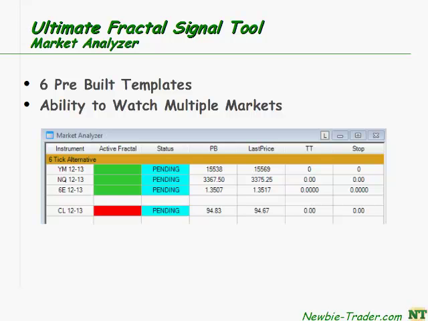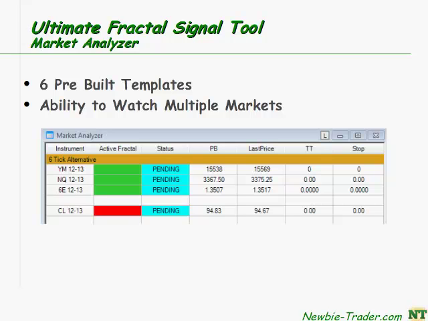So another thing we have built into the tool, I don't know how many of you are familiar with this as far as Ninja, but they have what is called a market analyzer. It basically takes your charts and puts it into spreadsheet format. What that allows you to do is look at multiple markets at once. If you want to concentrate on, say, watching the ES, you can have this market analyzer running, and you can be watching for other setups in all their markets.